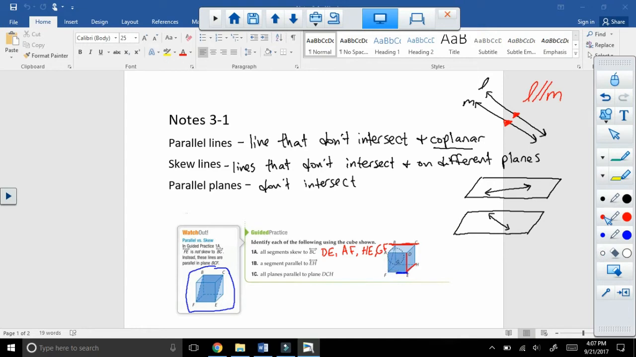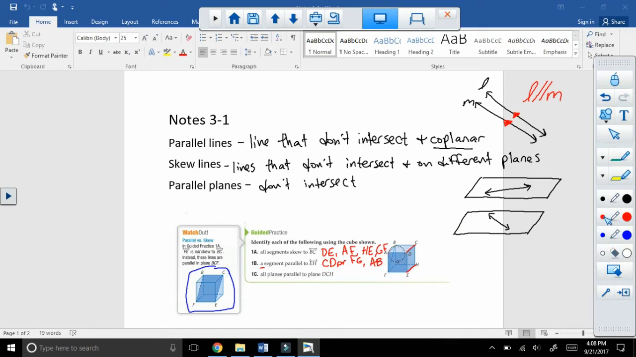For the next one, I'll just kind of erase those real quick. For the next one, everything that's parallel to EH, it actually only asks you for a segment instead of all like the last one did. A segment, you could go with CD or FG, or even AB. All of those would be parallel.